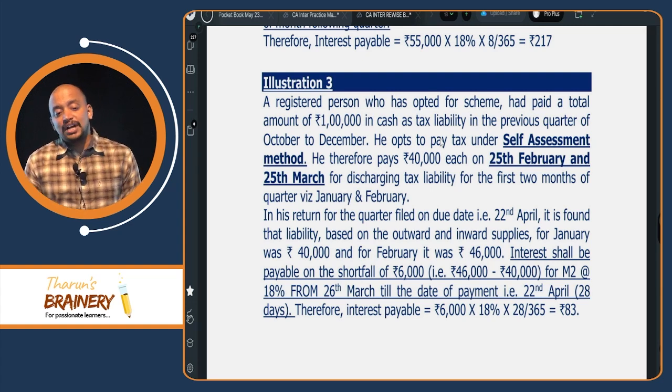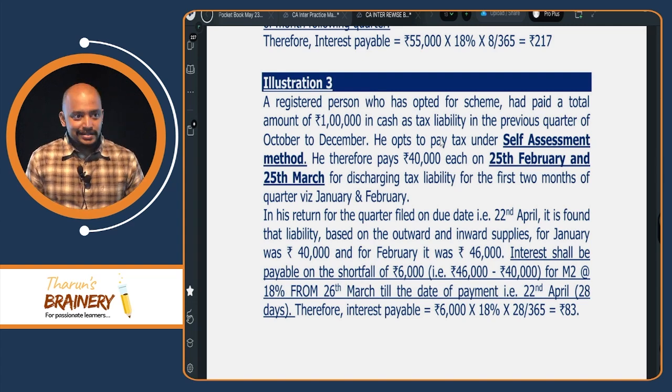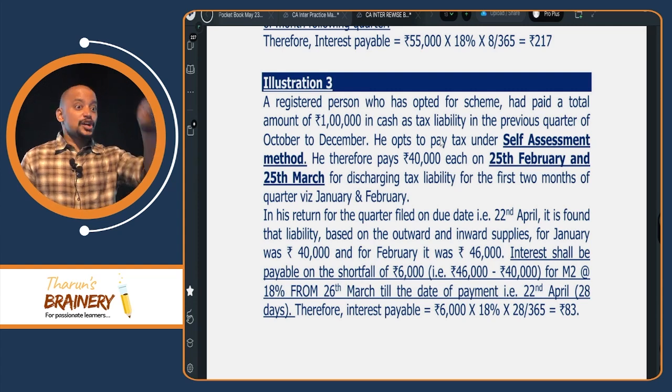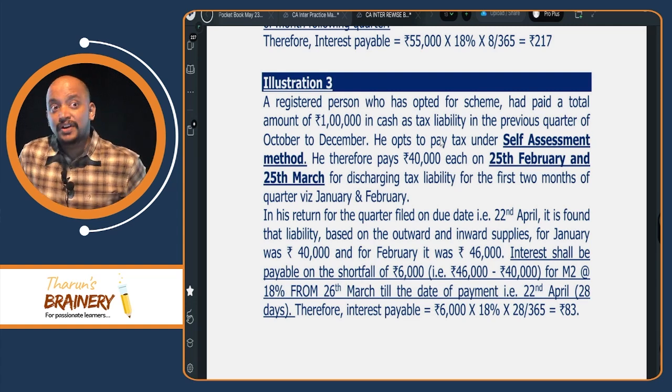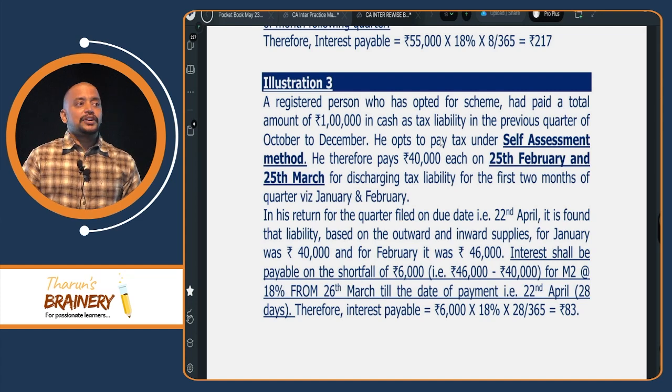How much is the actual liability for Jan? How much he paid? So no interest. What is the actual liability for February? 46. How much he paid? So on 6,000 rupees he need to pay interest from 26th of March till the date of payment. Say he paid on 22nd April.